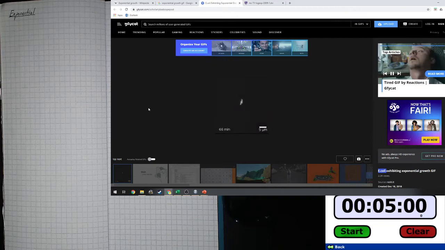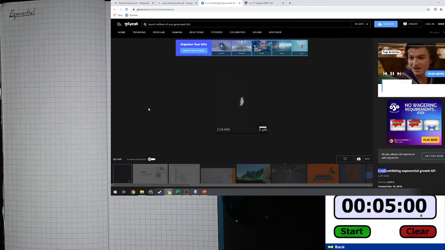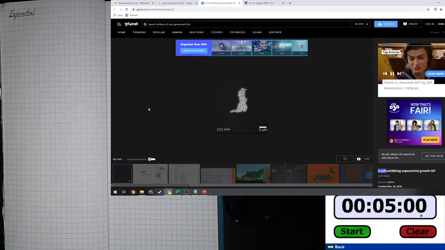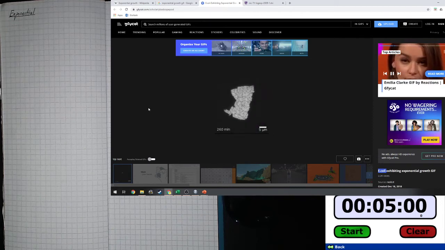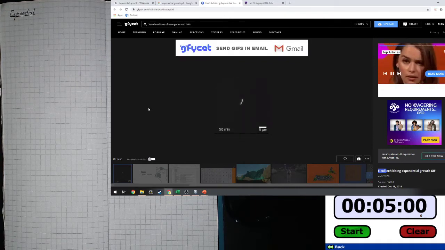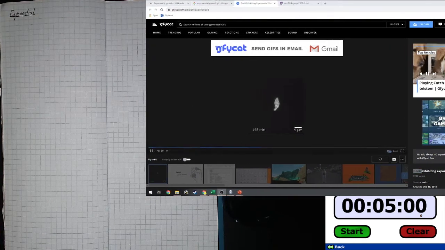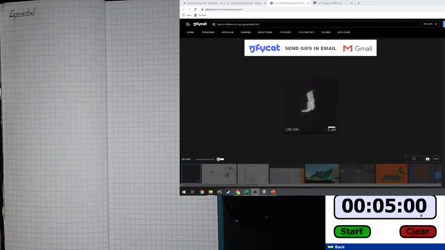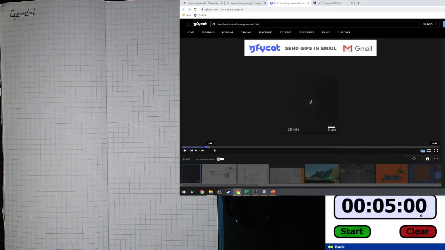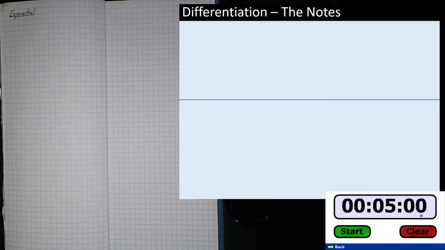The time scale in that doesn't change. It continues to go up 2 minutes in every frame. Especially around the 260-minute mark, it starts to boom. This is the kind of exponential that we associate with exponential growth, disease control, and things like that. So that's enough of that. We're going to think about what that means.